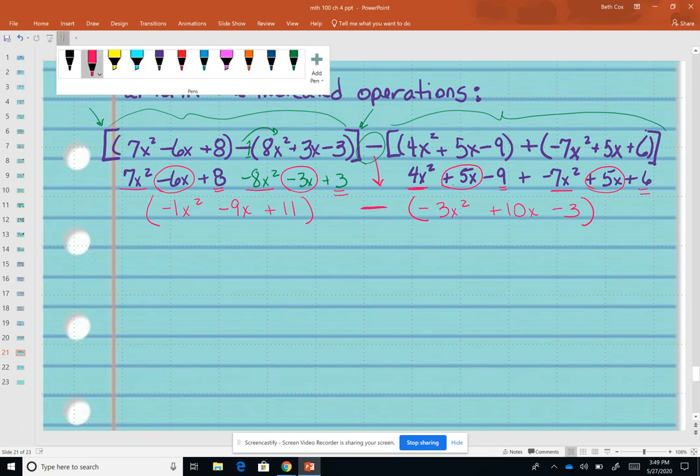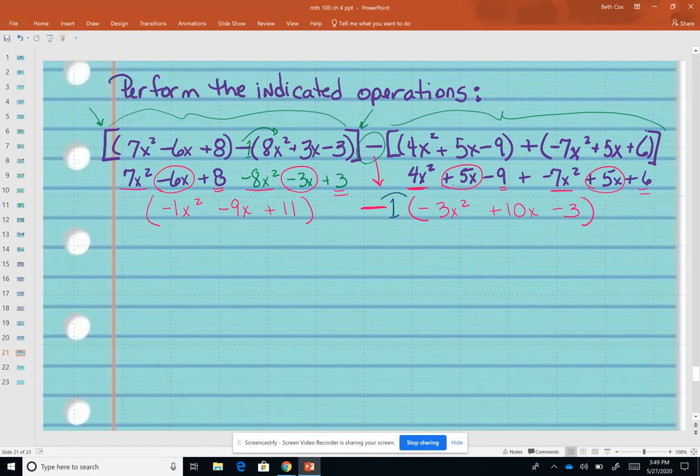Again, subtracting, change the signs, then combine. So that's like having a negative 1 right there. So I'm going to change the signs of this one. Plus 3x squared minus 10x and a plus 3. I'm going to bring the first ones down.